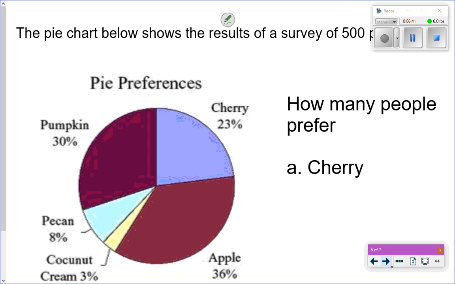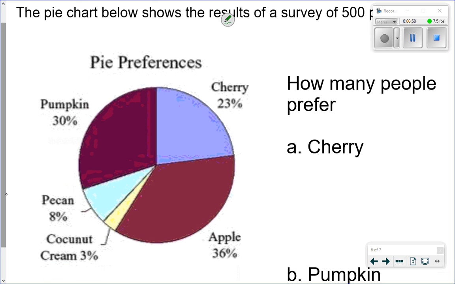All right, next example. It says the pie chart below shows the results of a survey of 500 people. And we've got a chart here, and this is dealing with pie preferences. It says how many people prefer cherry pie. So I've got to go over to my chart, see the percentage that I'm given. So that would be 23%.